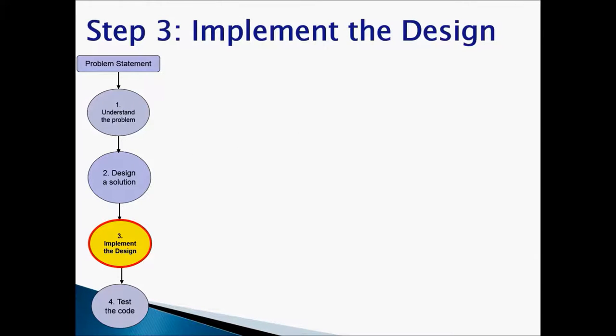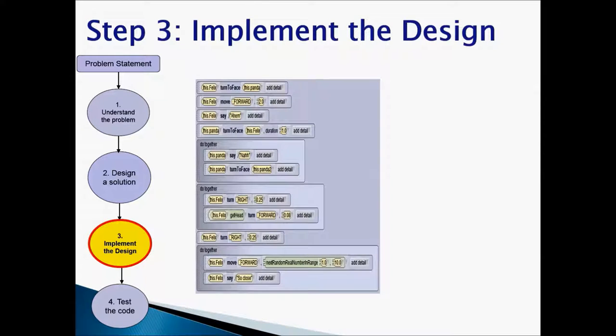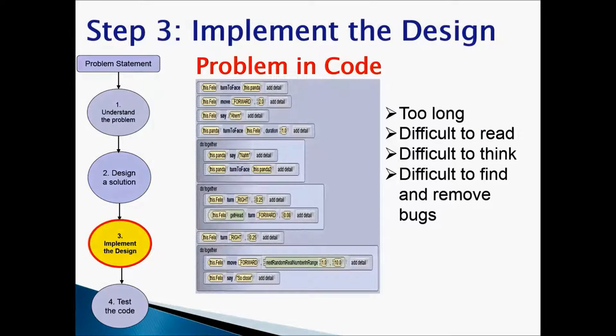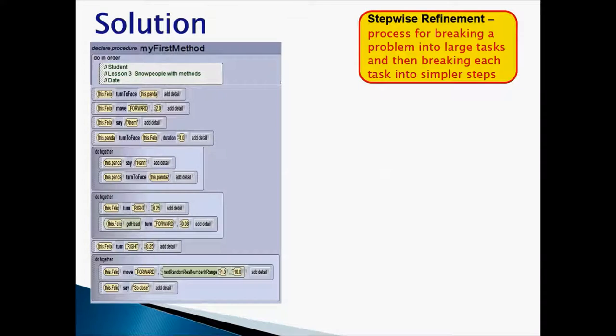Step 3, implement the design. When we talk about implementing the design, that means we are writing code. And in a previous chapter, we finished writing code for this Snow People animation. Now the problem in the code was that it is too long, difficult to read, difficult to think about, and difficult to find and remove bugs. So we're going to take this problem and create a solution for it.